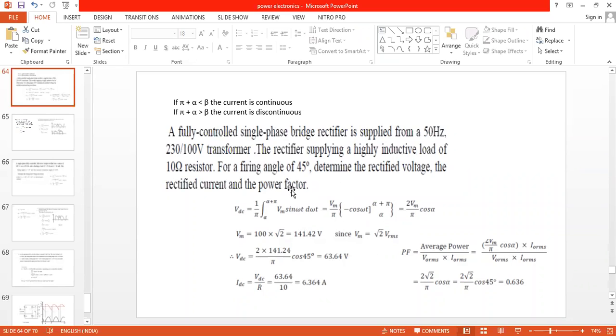Now, what they are asking in the question is the power factor. So what is the formula we can take? Average power by RMS power. RMS power means RMS voltage into RMS current. So average power, what we got here, is 2 Vm by pi cos alpha into I naught RMS. So what is Vm again? Vm is nothing but root 2 into VRMS. Therefore, root 2 into VRMS, the VRMS is going to cancel.